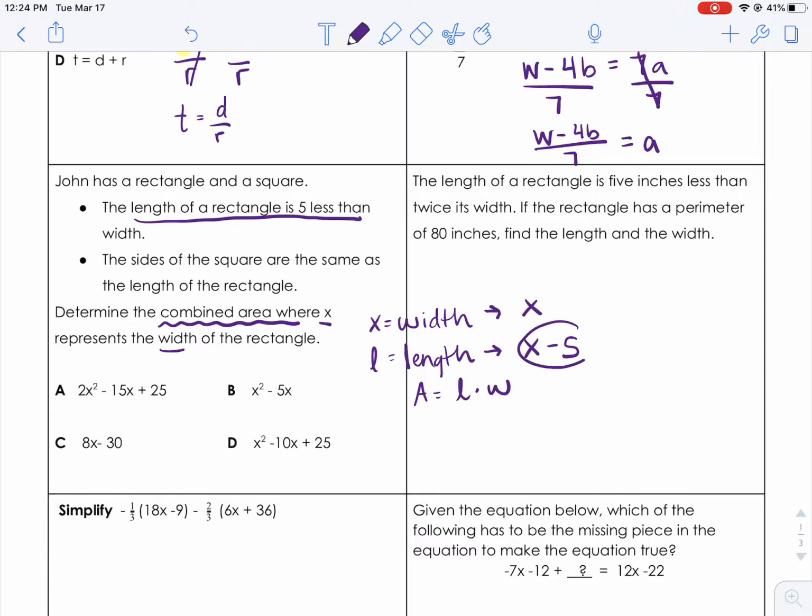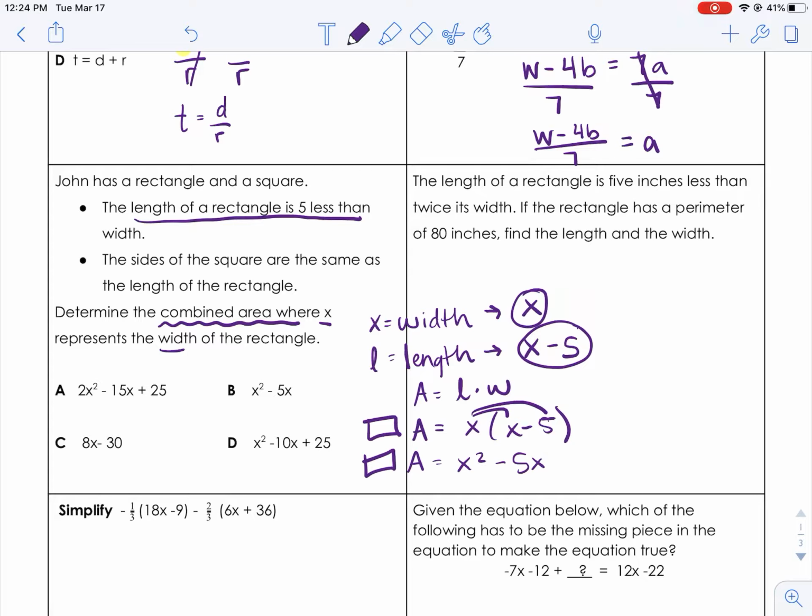So I'm going to take my length and my width and multiply them together. So I've got A equals my width times my length, and we're going to want to distribute that. So area, for a rectangle, is going to be x squared minus 5x. So that is the area of our rectangle.